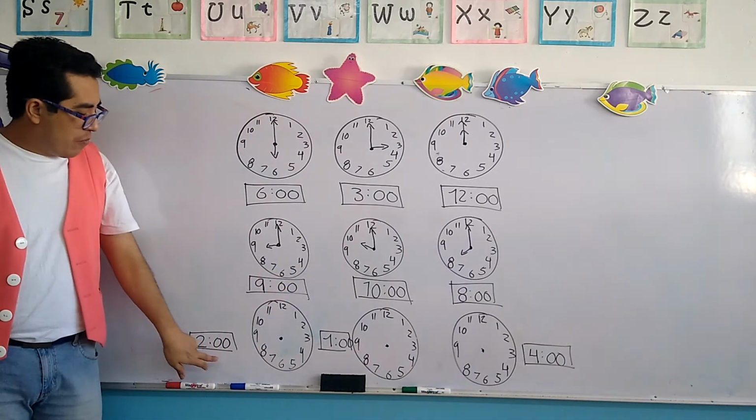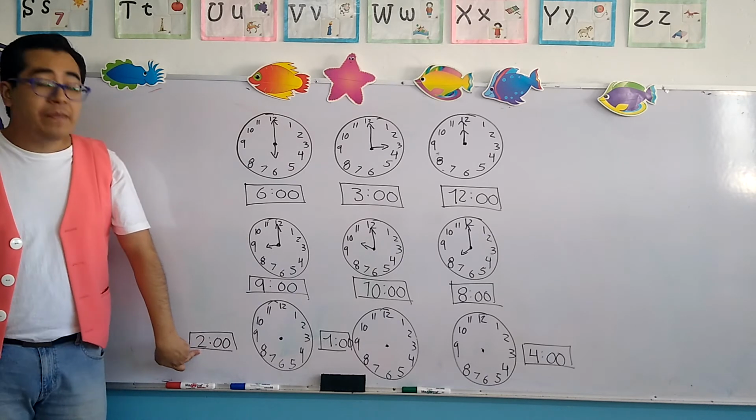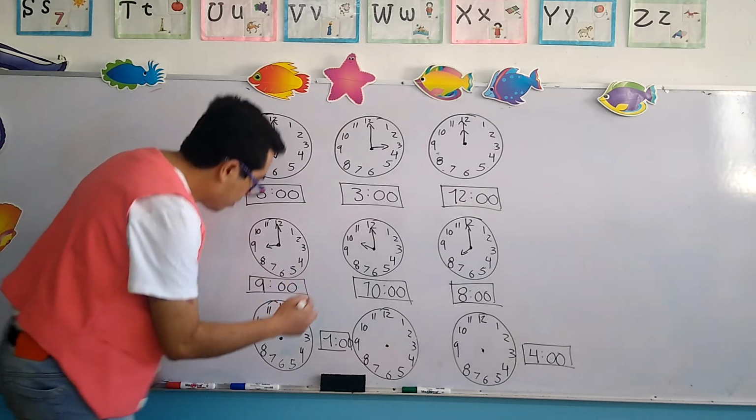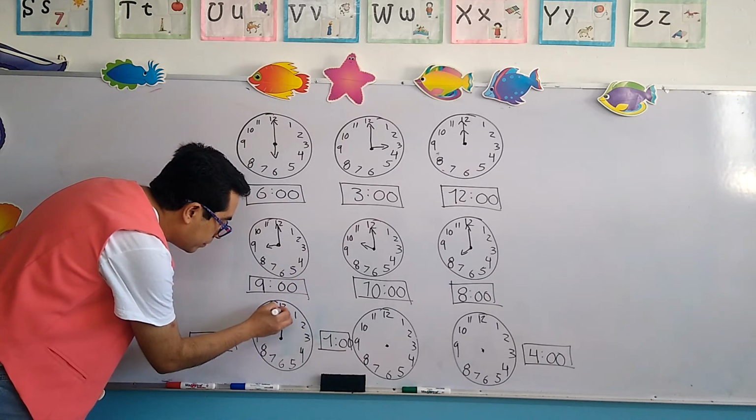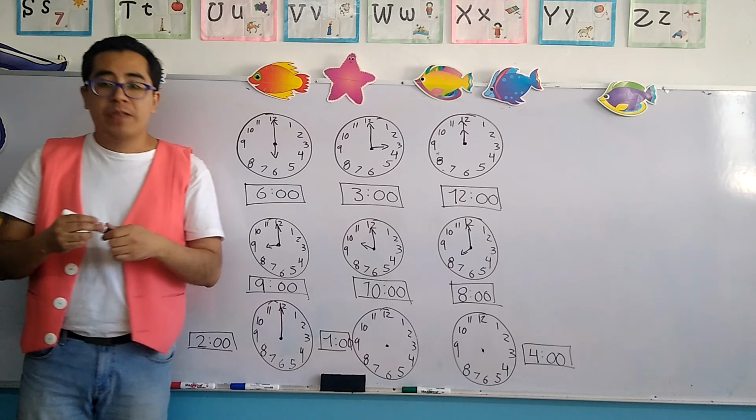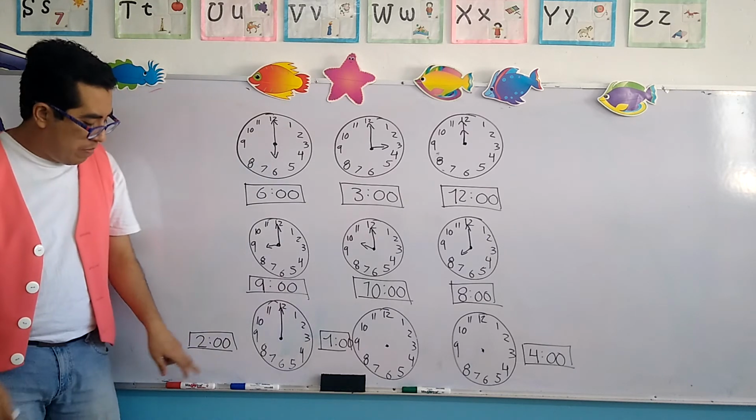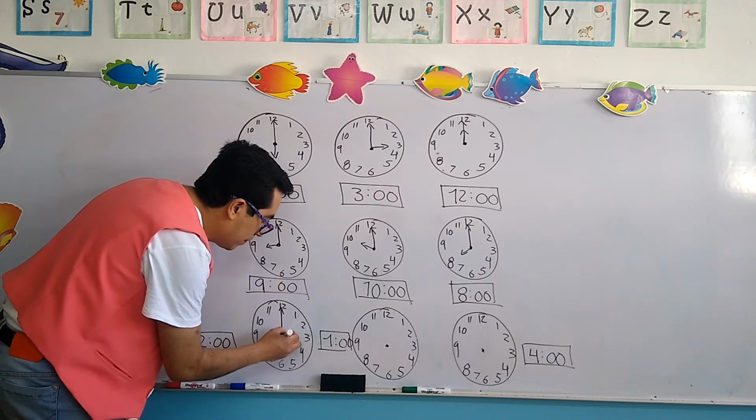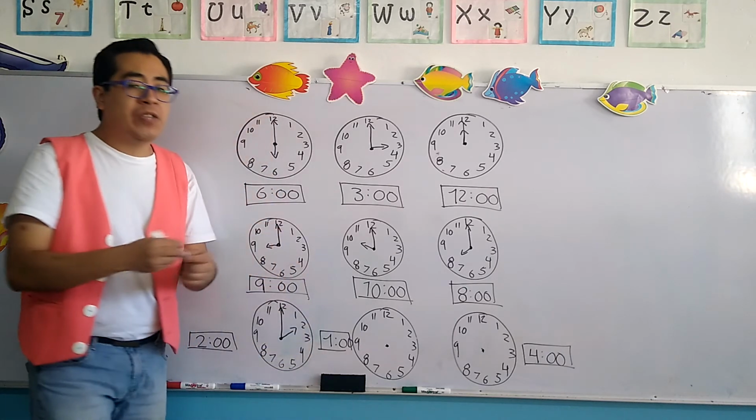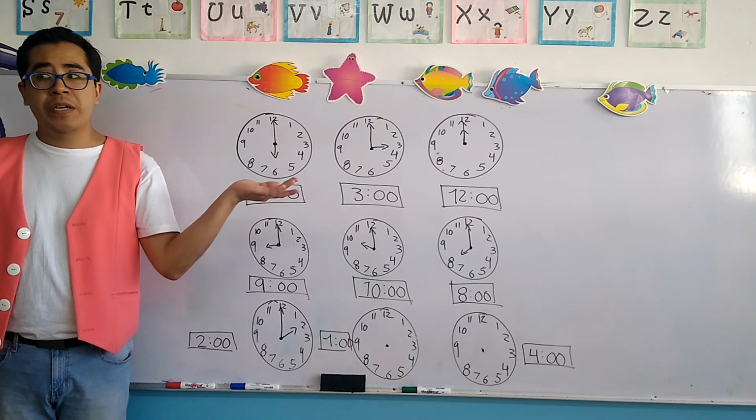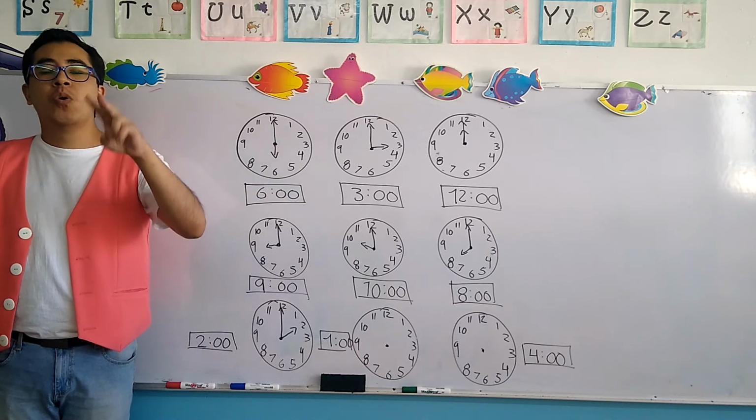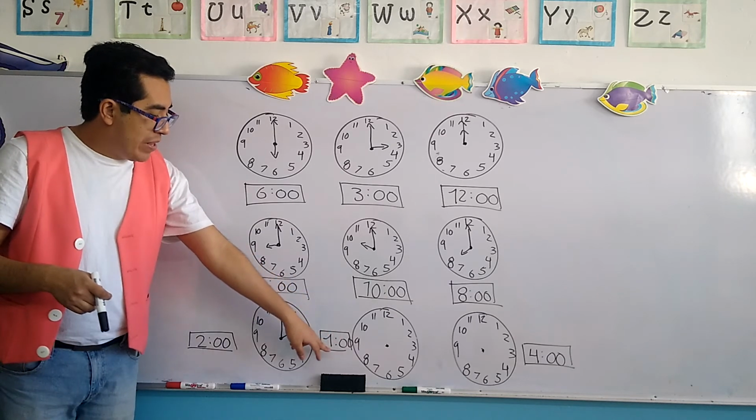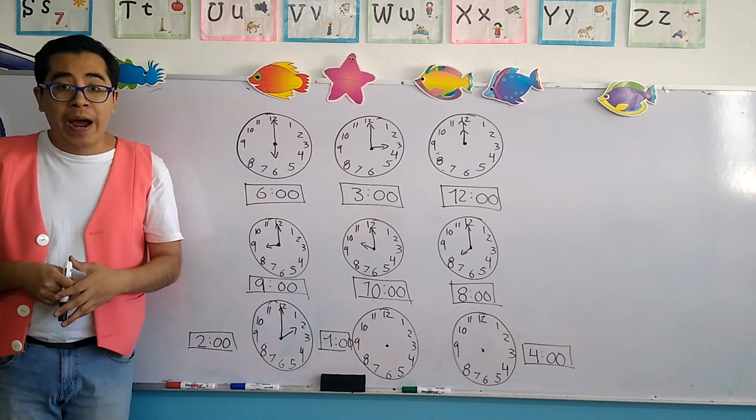We start with the indication. It says 2. First of all, big arrow on number 12. And then, the small arrow on number 2. Flecha pequeña, number 2. Now, the question. What time is it? ¿Qué hora es? 2 o'clock. Very good. Next to the indication says 1.